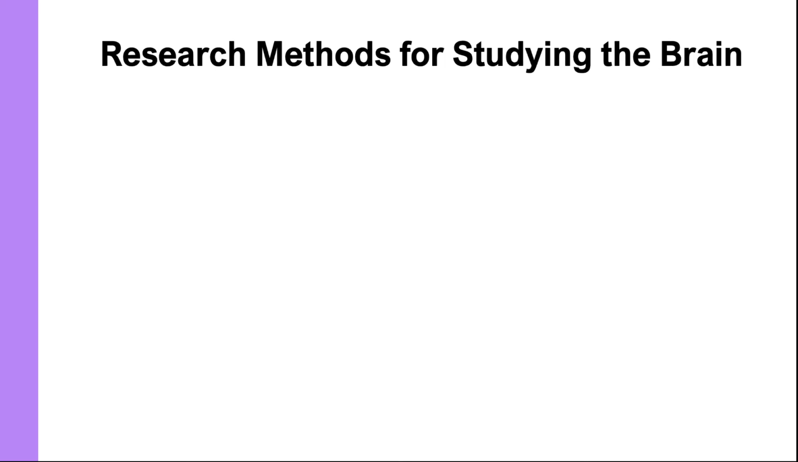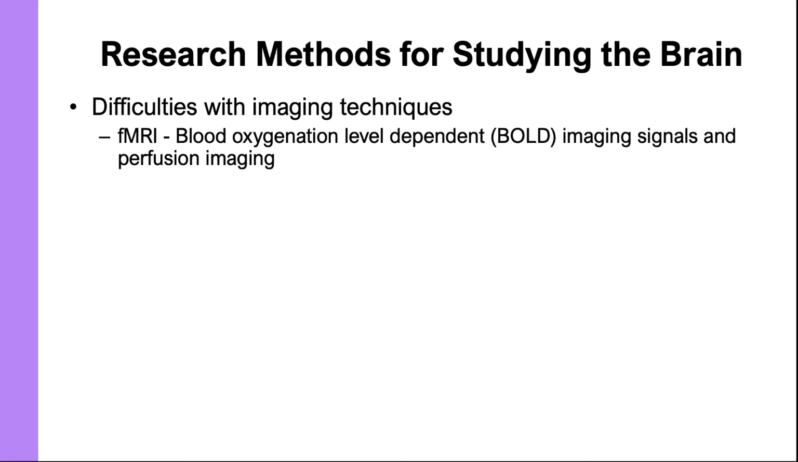So overall, there's quite a few research methods for studying the brain, many more than we had even 30 years ago. But they come with their own difficulties. For example, the fMRI uses a specific type of analysis called BOLD. There are other types of analyses, but this one called BOLD looks at the amount of oxygen used within a certain period.